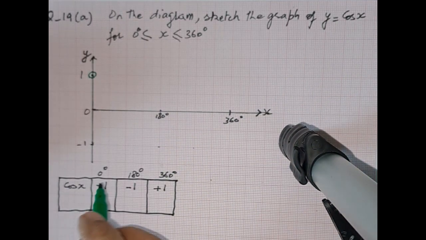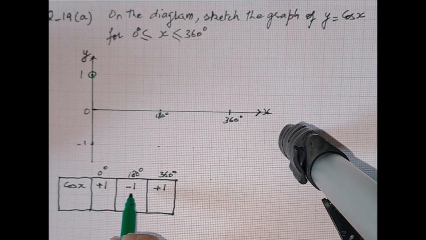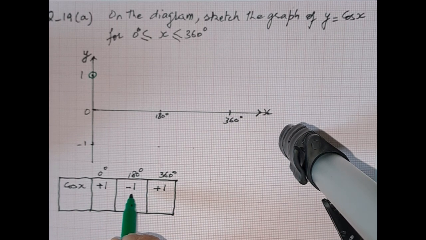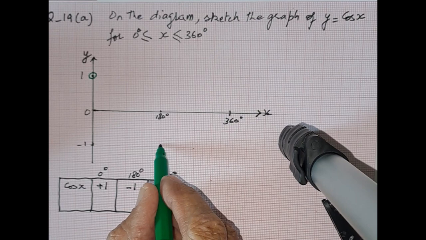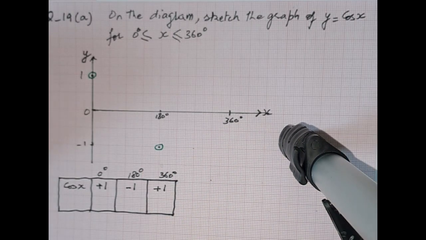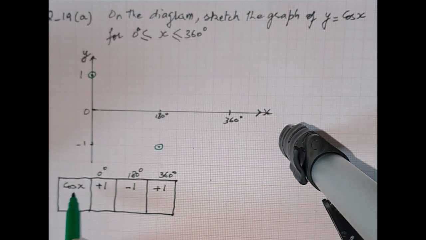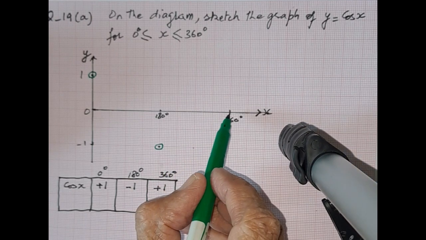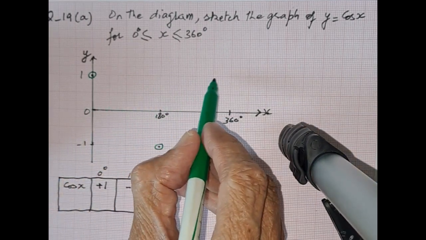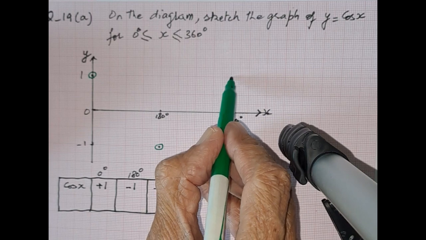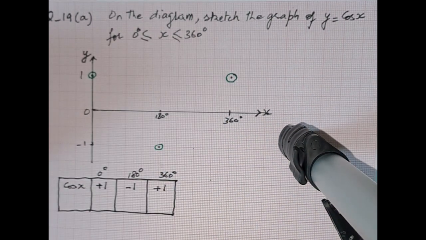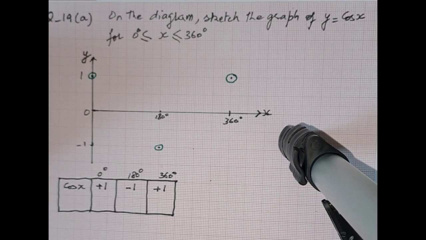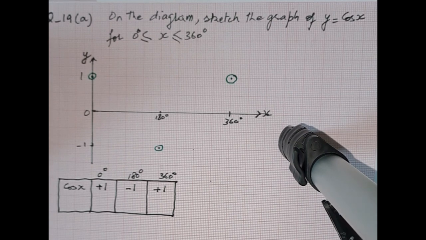Similarly, cos of x is equal to -1 at 180 degrees. So this is -1, this is 180 degrees. I plot this point and circle it. And cos of 360 is +1, so I go to 360 degrees and go to +1 here, plot the point and circle it. This is how you make a graph. Now you have to make a very smooth curve for this.